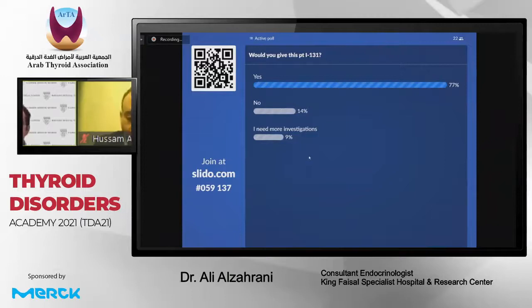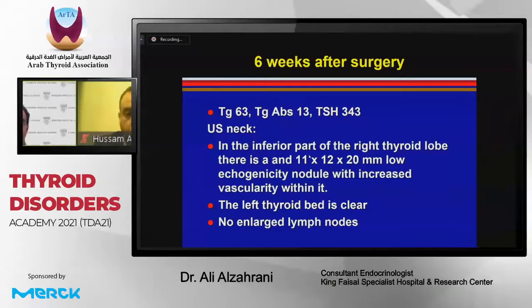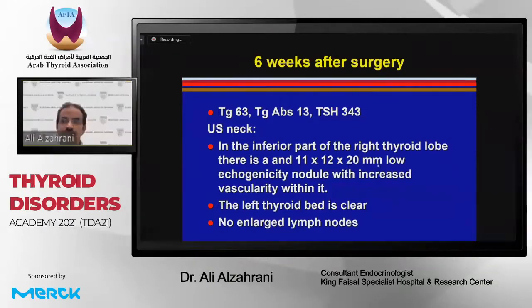Okay. All right, let's see what investigation you want. So this is the investigation 6 weeks after surgery. Her TG was 63. TG antibody was 13, which is essentially negative, with a TSH of 343. Ultrasound showed she has significant residual in the right thyroid lobe, 11 by 12 by 20 millimeter.